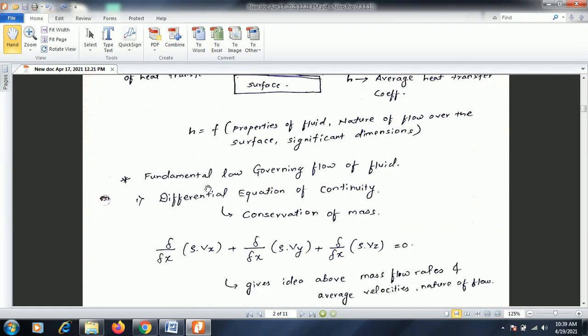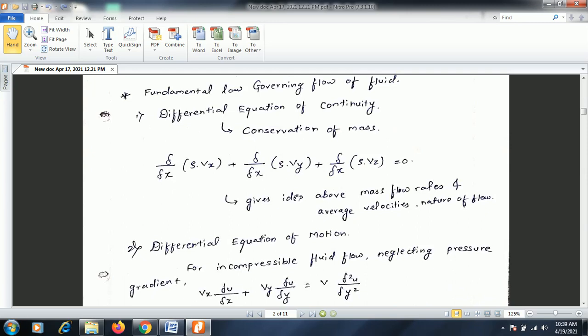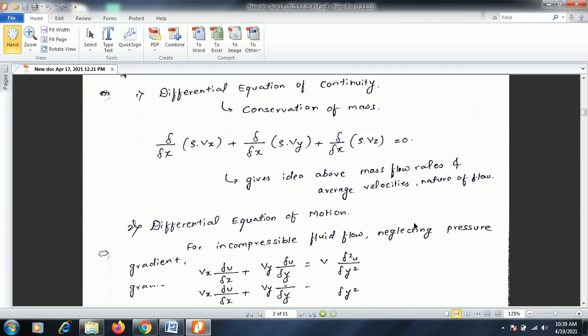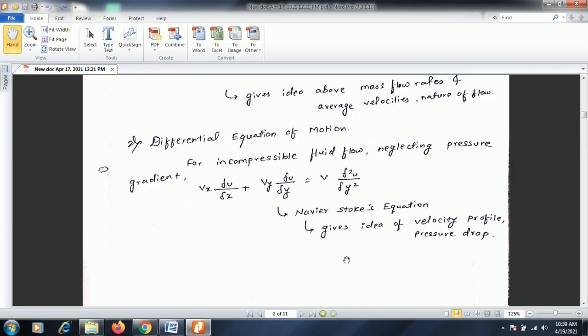The fundamental laws governing flow of a fluid: there are two different laws. First, the differential equation of continuity, that is conservation of mass. It gives an idea about mass flow rate, average velocity and the nature of the fluid. The second is the differential equation of motion; for incompressible fluid flow neglecting pressure gradient, we use the Navier-Stokes equation. The Navier-Stokes equation gives an idea about the velocity profile and pressure drop.